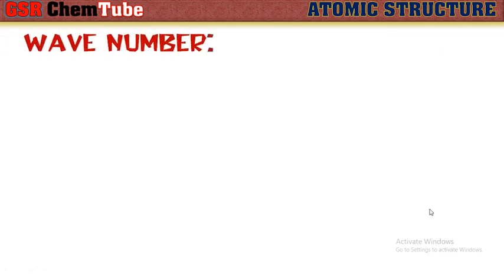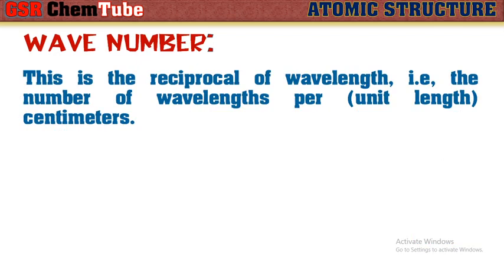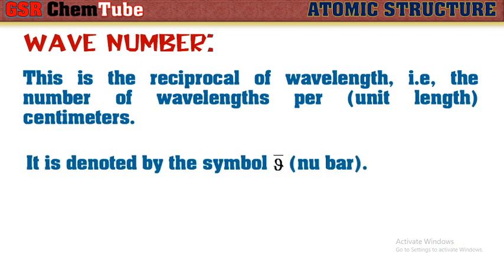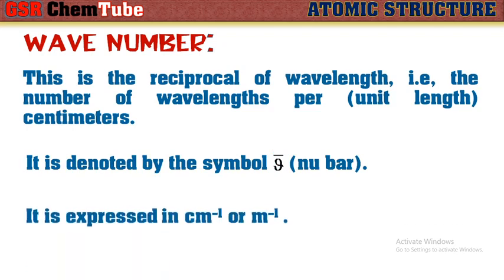Next one, wave number. This is the reciprocal of wavelength. That means the number of wavelengths per unit length or per centimeter. It is denoted with the symbol nu bar. It is expressed in terms of centimeter inverse or meter inverse. Mathematically, nu bar is equal to 1 by lambda. That means the reciprocal of wavelength is wave number.